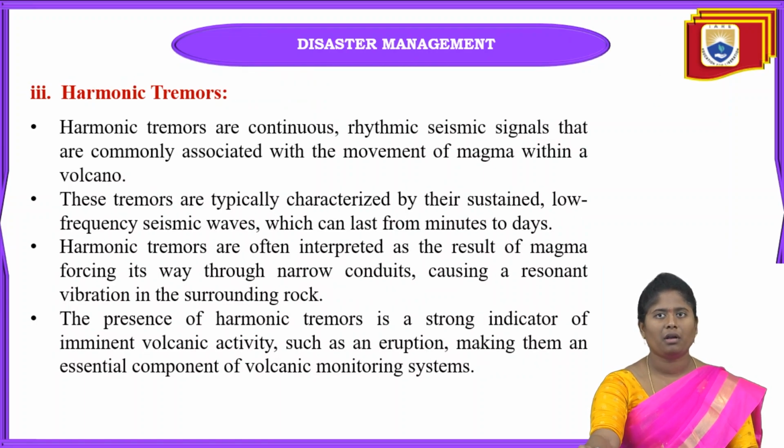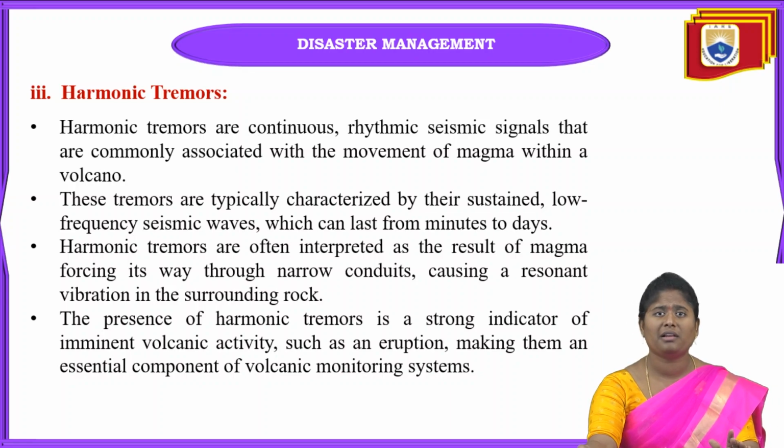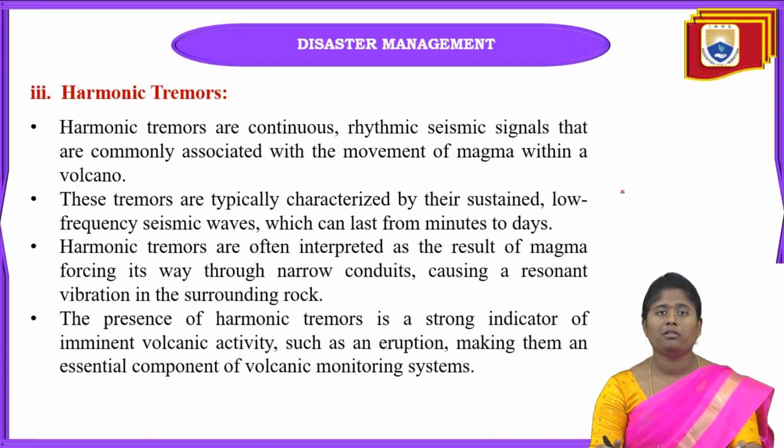Next one is harmonic tremors. What is meant by that? When a harmonic tremor is present in a region, it is a very strong indicator of volcanic activity such as a volcanic eruption, making it the most essential component of volcanic monitoring activities. In harmonic tremors, magma is continuously flowing, and when the volcano is actively erupting, we can receive seismic signals. These tremors are characterized by sustained, low frequency seismic waves.